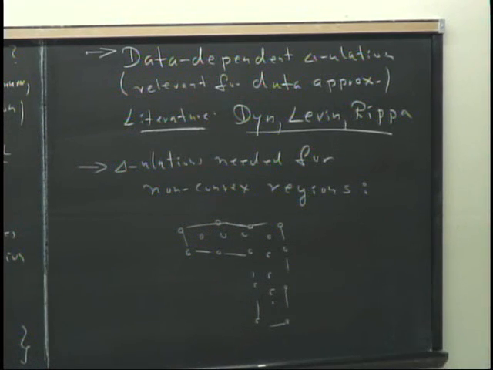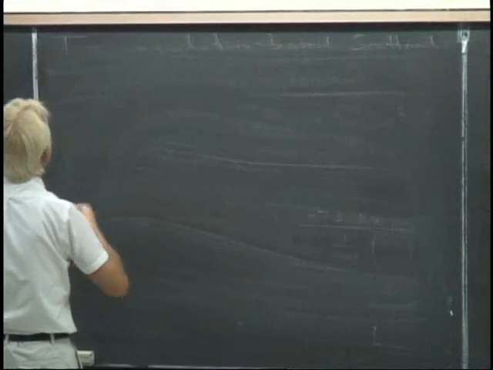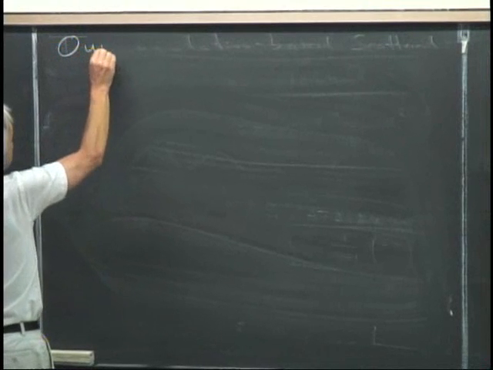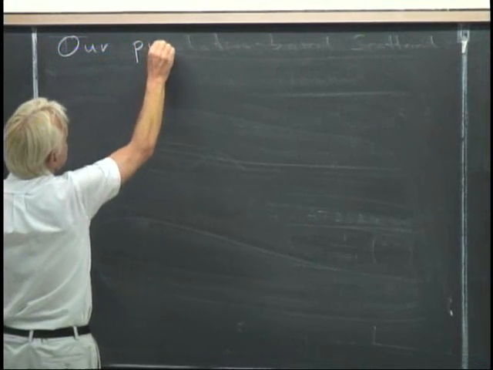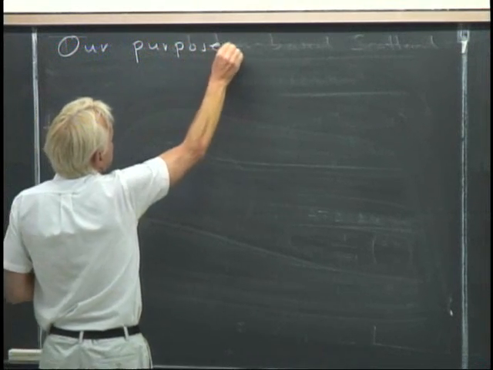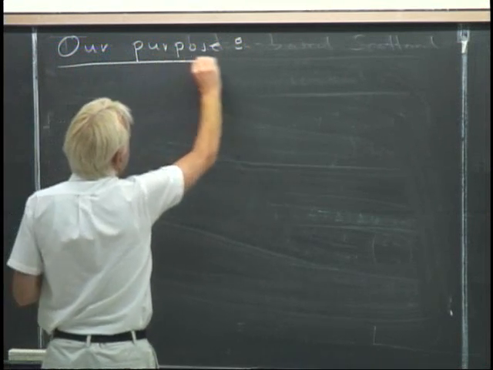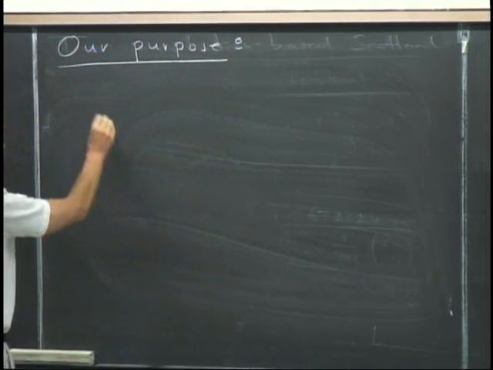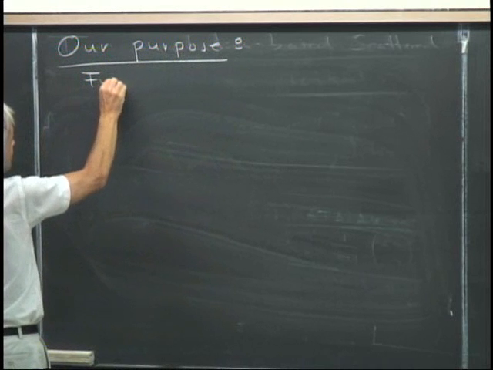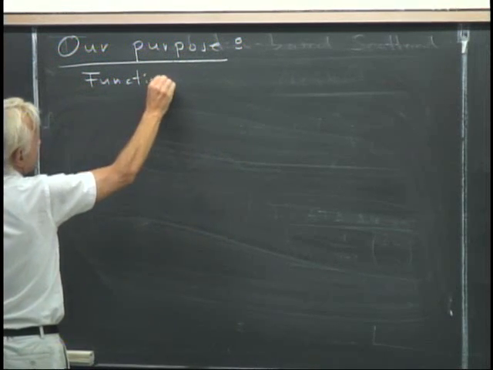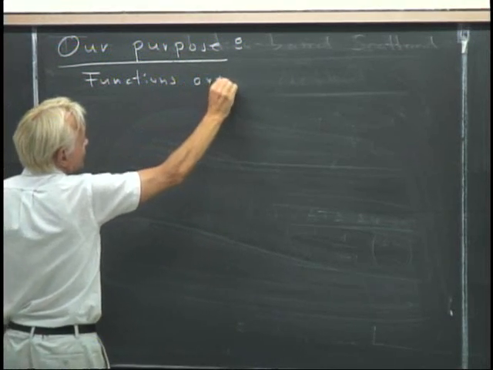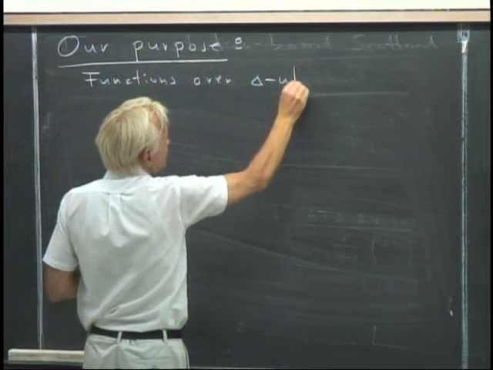So now we just assume we have a triangulation, and we need to construct functions over the triangles. Our purpose: we construct functions over triangulations.